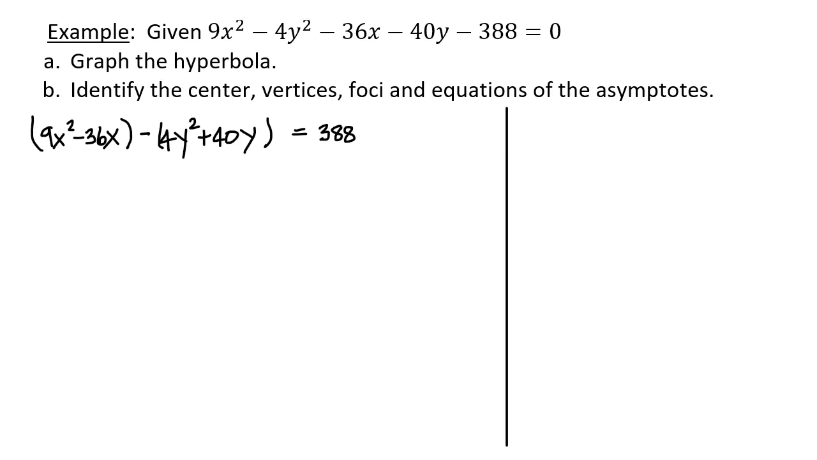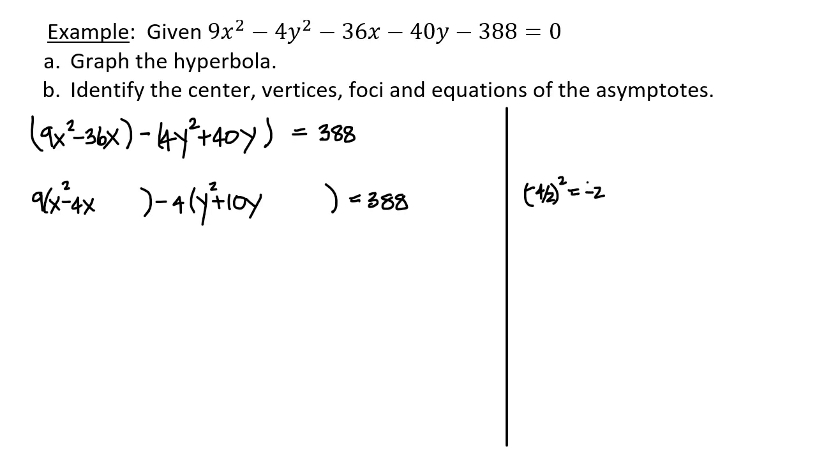Now I'm going to factor out the 9 and the 4, and I'll have to complete the square. So inside the parentheses for the x term, the coefficient of the x term is -4, so when I divide that by 2 and square it, I will get -2 all squared, or 4. So I need to add 4 and also subtract 4. It's just like adding 0. And then for the y term, I have 10 divided by 2 all squared. So that equals 5 squared, or 25. So I'll add 25 and also subtract 25. So I haven't changed the equation, I've just changed how it looks.